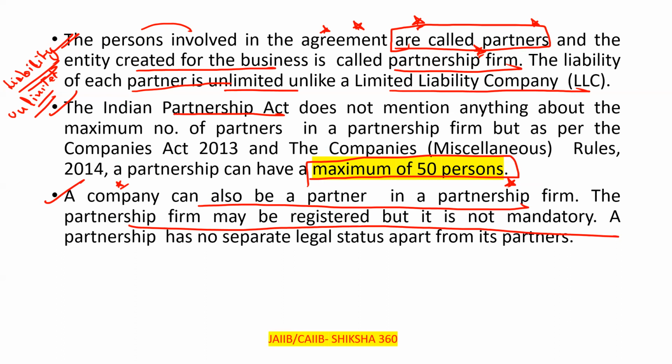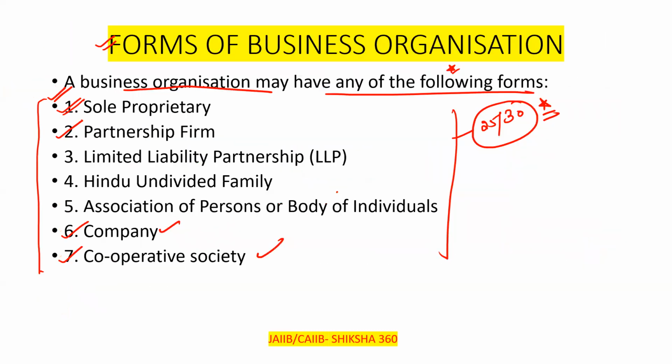A partnership has no separate legal status apart from its partners. Clear? A company has a separate legal status, but a partnership has no separate legal status apart from its partners. So if anything happens, it is done by a partner, and the complete partnership firm is responsible for the work that has been done here.